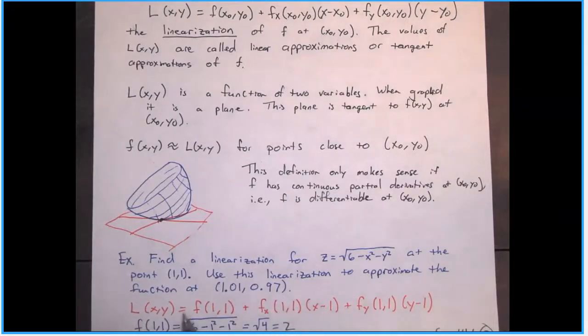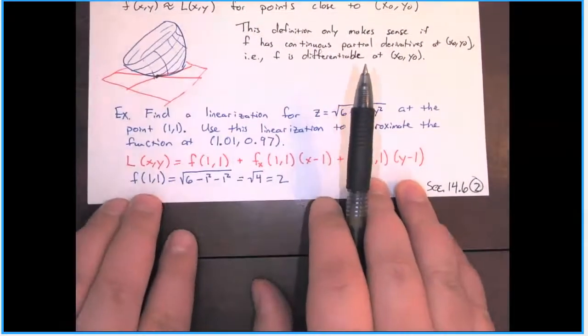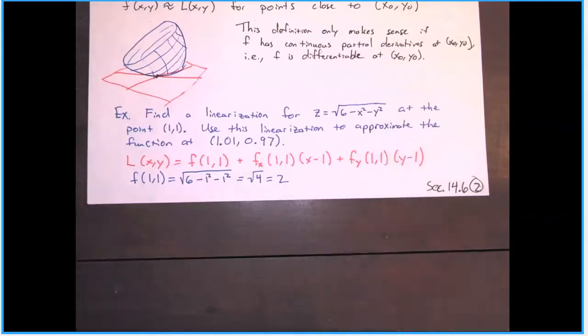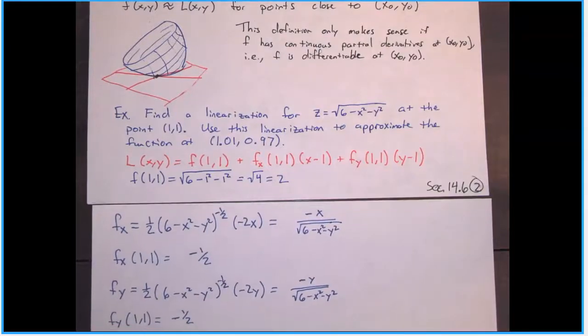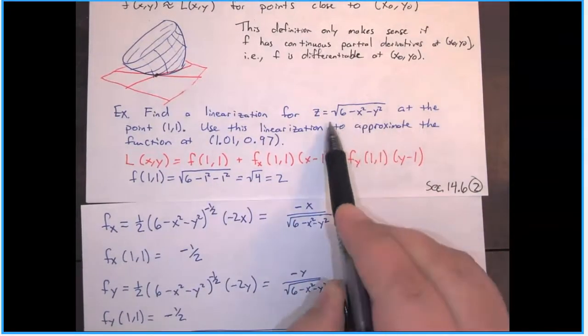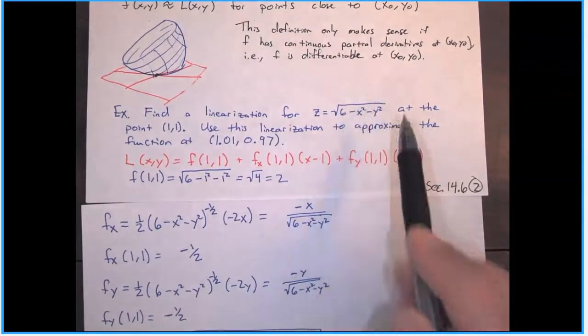So first, here's the equation for the linearization. We know that we want to find the linearization at the point 1, 1, so I've plugged in 1, 1 for all the x naughts and y naughts, and now I just need to find these partial derivatives and this function value. So first, the function value, all I have to do is plug 1, 1 into this function. So it's the square root of 6 minus 1 squared minus 1 squared, which is 2. For the partial derivatives, I actually have to take these partial derivatives. So I can think of this function as 6 minus x squared minus y squared, the whole thing to the power 1/2.